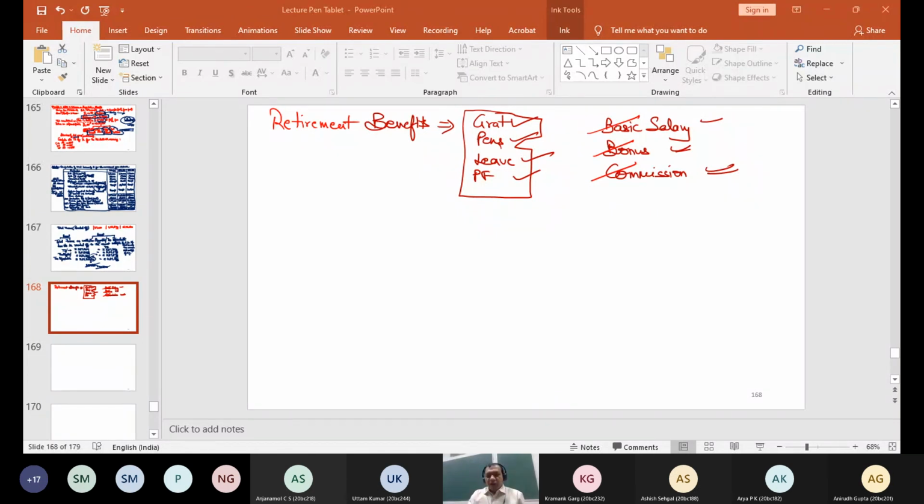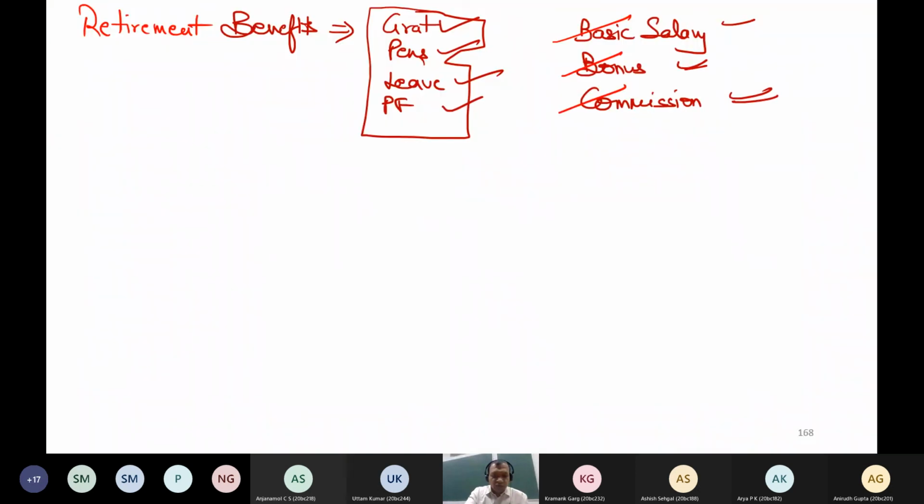Very good. So now my next item. I have covered 4 items of retirement benefits and now I am moving to my next item. All 4 retirement benefits are covered. Now my next item is not a retirement benefit but an amount in which there is some exemption available, retrenchment compensation.